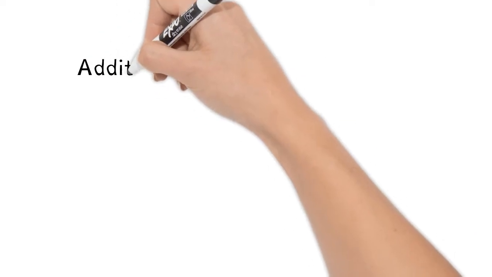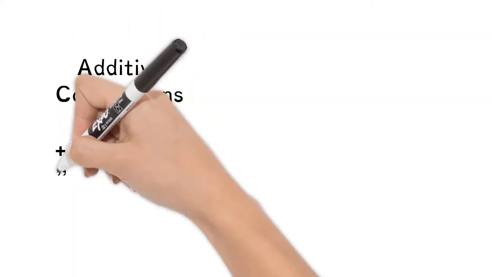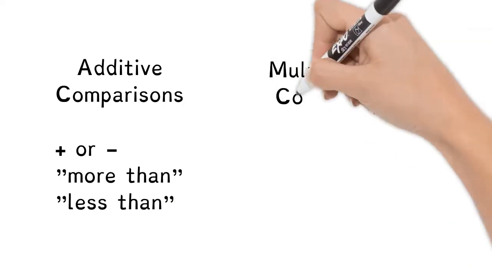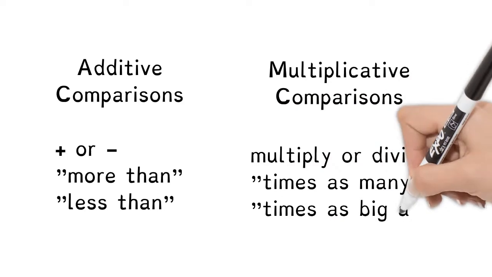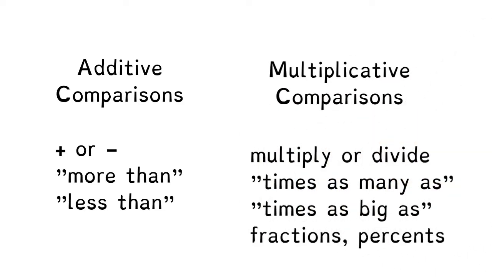There are a lot of ways of comparing two quantities. The main ones are additive comparisons, which use addition and subtraction, and multiplicative comparisons, which use multiplication and division. This is Math Teacher Barbie, and let's talk about comparing quantities.